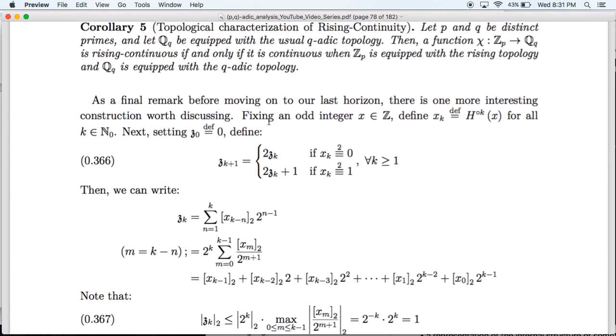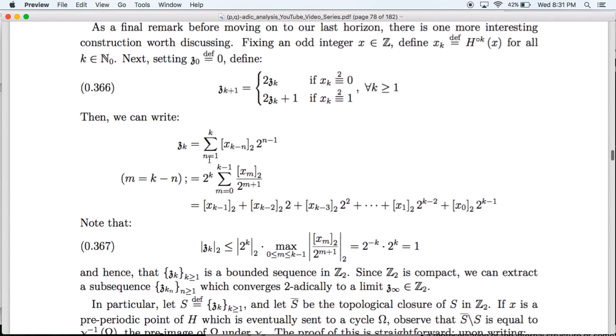So fix an odd integer x in Z and let x_k be the kth iterate of x under H. Then, setting z_0 equal to 0, define z_{k+1} to be 2 times z_k if x_k is even, and 2 times z_k plus 1 if x_k is odd. Then we can write that z_k will be equal to the sum from n equals 1 to k of (x_{k-n} mod 2) times 2^{n-1}.